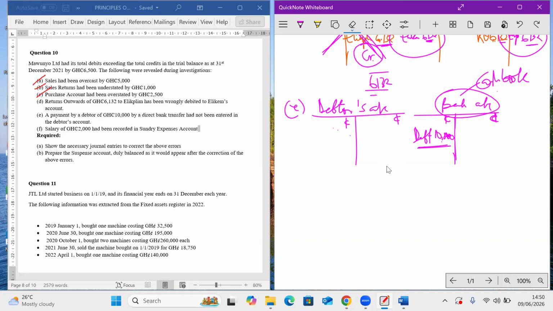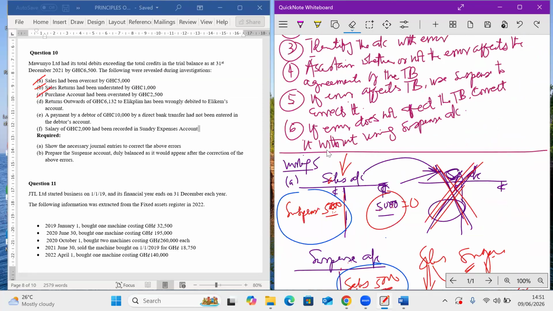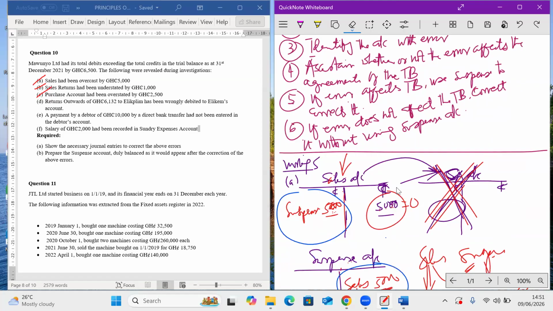It does, because in the debtors account they didn't write anything, making the debit side higher than the credit side. Are you getting it? All right. So now we've seen that the error affects the agreement of the trial balance. So where do we go? Step 5 or 6? Step 5: if the error affects the trial balance, use a suspense account to correct it.